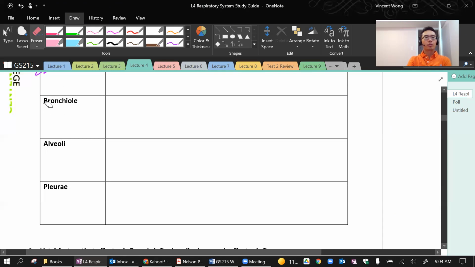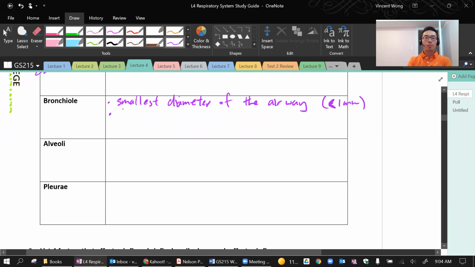Next, we have the bronchioles. Okay, bronchioles are the smallest diameter of the airway. Right, so we started at the trachea, and every time it branches, it gets smaller and smaller until we got to the bronchiole, which is very, very small. Okay, so less than 1 millimeter.